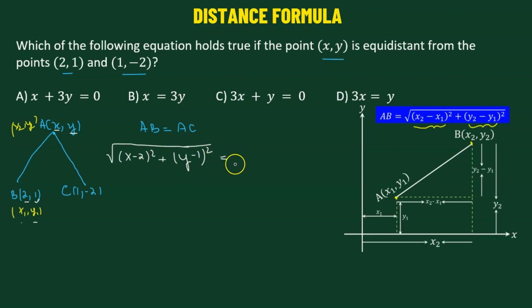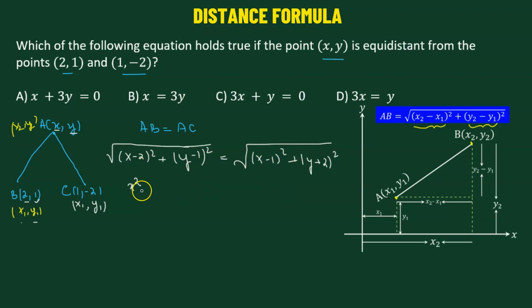This will be equal to, similarly, we can apply the distance formula to AC. In this case, we're going to consider x1 to be 1 and y1 to be negative 2, such that we have x minus 1 whole squared added to y minus of minus 2. That makes it positive, so y plus 2 whole squared. Let's get rid of the square root by squaring both sides.